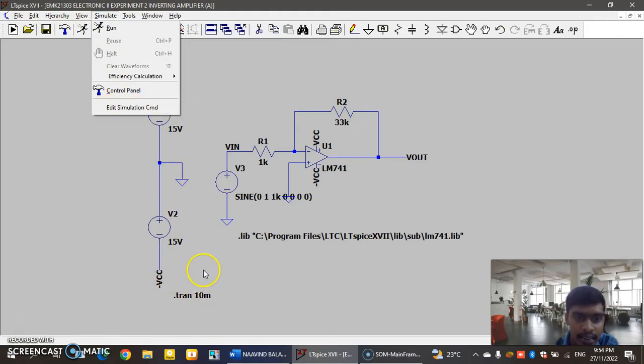I set it to run 10 milli, and the file I'm searching for, I can't get it, so I downloaded it from Google, and the file name I already mentioned over here, and then the part number also, LM741, in my library.